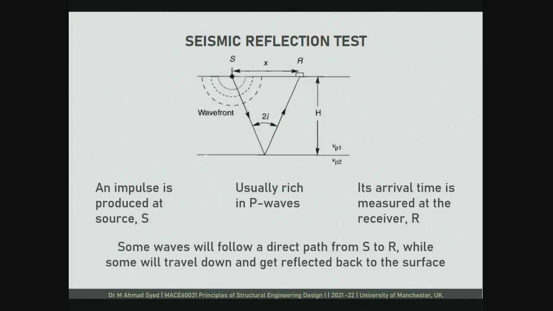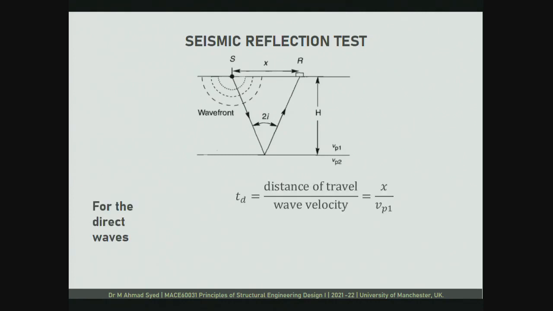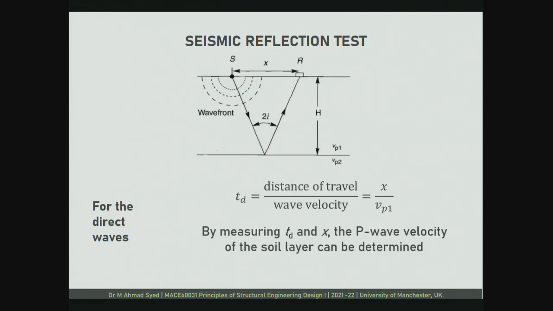Now let us see how we calculate. For the direct wave, from here to here, I know this distance x, and I know the time taken to reach this receiver. So I can back calculate my P wave velocity. I know x, and I know the left hand side of this, TD. So I know my primary wave velocity. By measuring TD and x, the P wave velocity of the soil layer can be determined. That was for the direct wave.